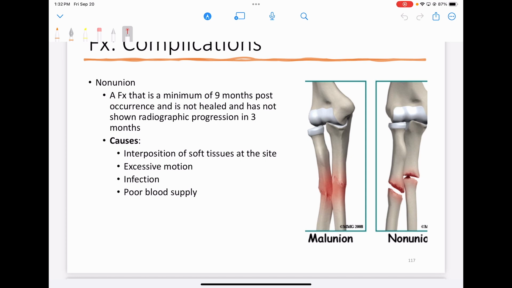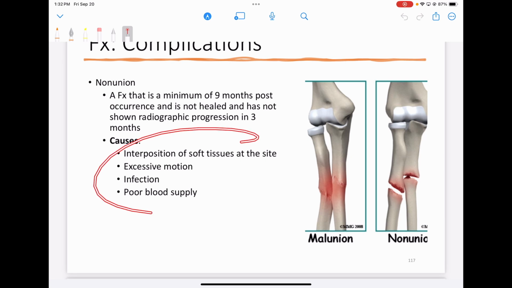The one next to it is a malunion, which just means that, yes, it did come back together, but it did it in a wrong way. And that bone is not stable, and that will break again. That's a malunion, where they did join, but it just didn't do it the right way. Non-union, they never came back.